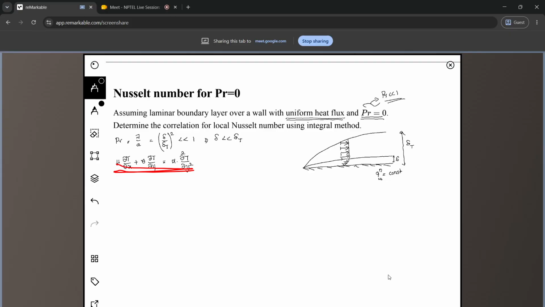So this problem will essentially become U infinity, because delta is very small compared to delta t, and this boundary layer equation is valid in this entire region. And in most of this region, the velocity is constant. So we are taking U to be equal to U infinity, times del T del x, and V is 0 in the free stream. So that will be alpha times del square T del y square. This will be the governing equation for this particular problem.